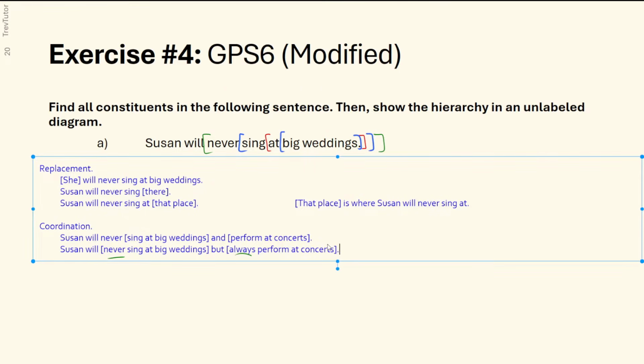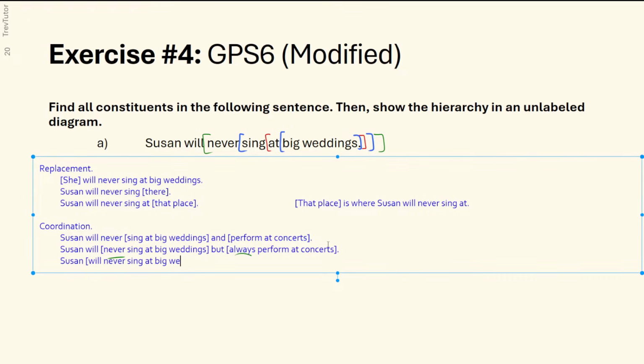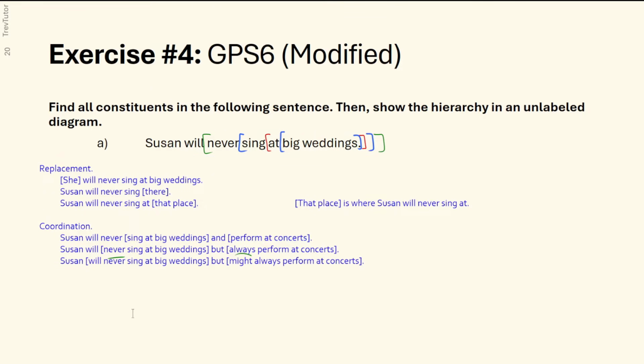Okay, we can do the same thing with will never sing at big weddings. So we can say Susan will never sing at big weddings, but you can use a different modal here, might always sing or might always perform at concerts. So because we can do this coordination here, we also know will never sing at big weddings is a constituent. So this is really all we need at this point to find out our structure.